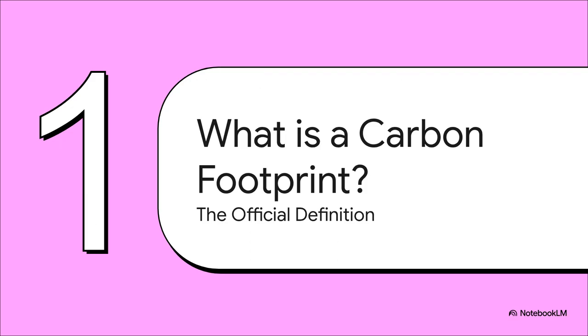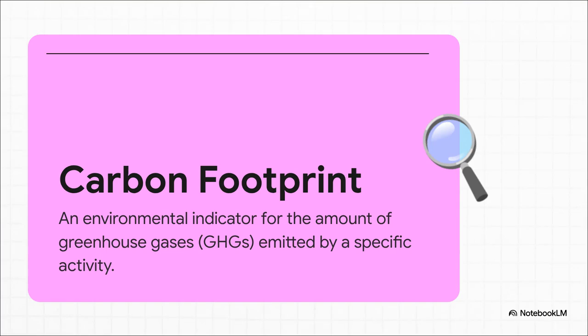All right, so first things first, let's get the official definition on the table. What exactly is a carbon footprint? Basically, think of it as a universal yardstick for climate impact. It takes all the different greenhouse gases that come from any activity, I'm talking everything from making a t-shirt to just powering your home, and it converts them all into one single standardized score. It's the tool that lets us compare apples and oranges, environmentally speaking.